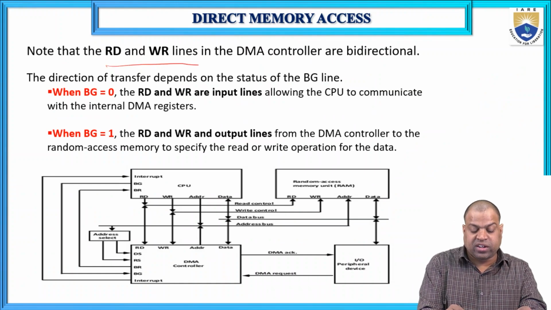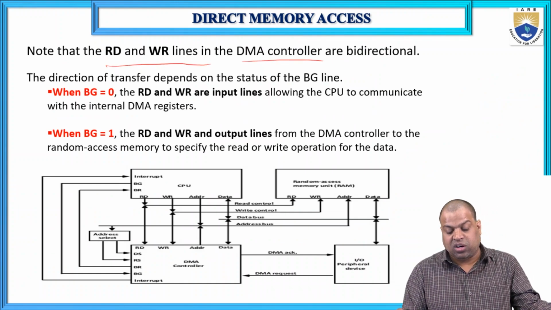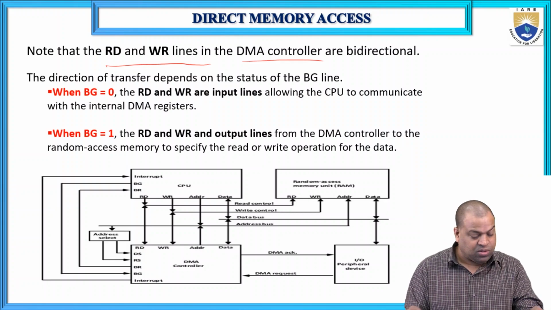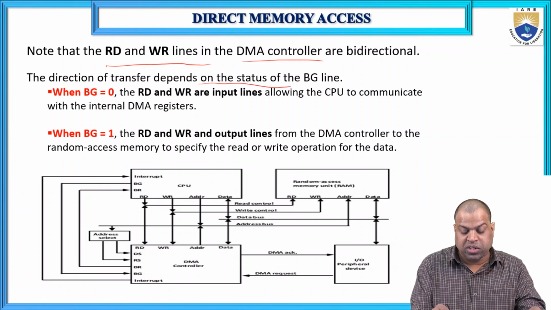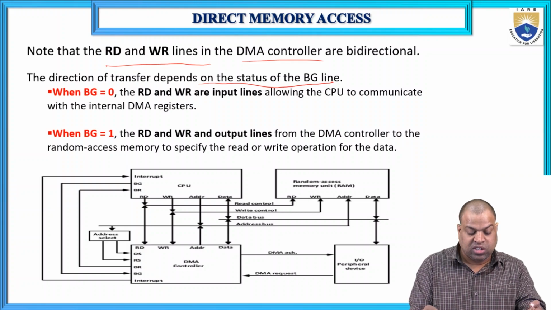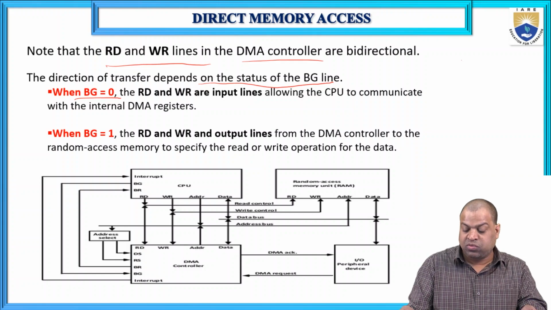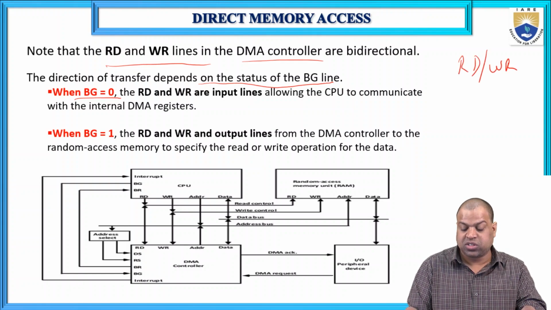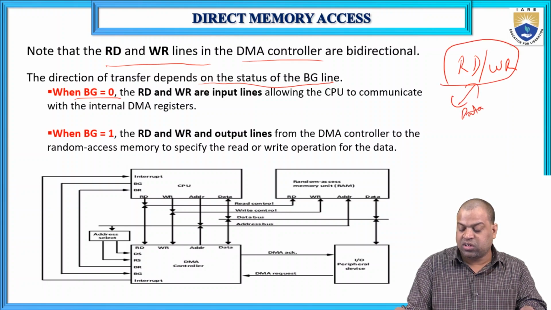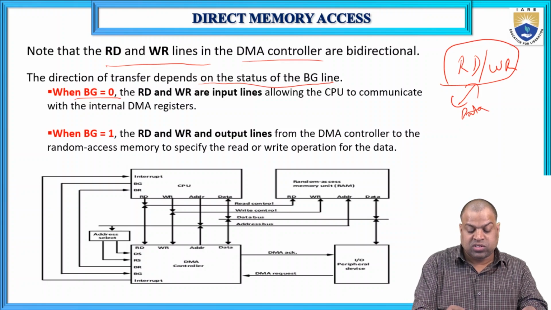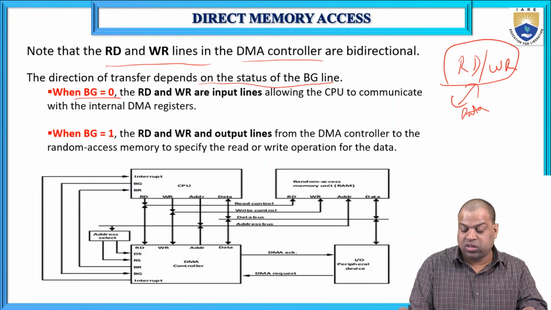The read and write lines of the DMA controller are bidirectional. This bidirectional transfer depends on the status of the BG line. So what will happen when bus grant is equal to 0, when I am going for the data in the form of a read and write operation? The data is in read mode or write mode. So the DMA controller is bidirectional.